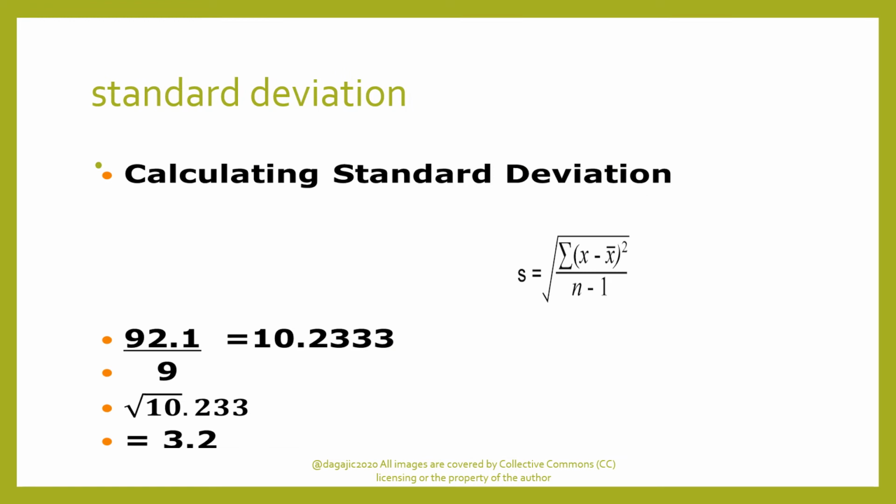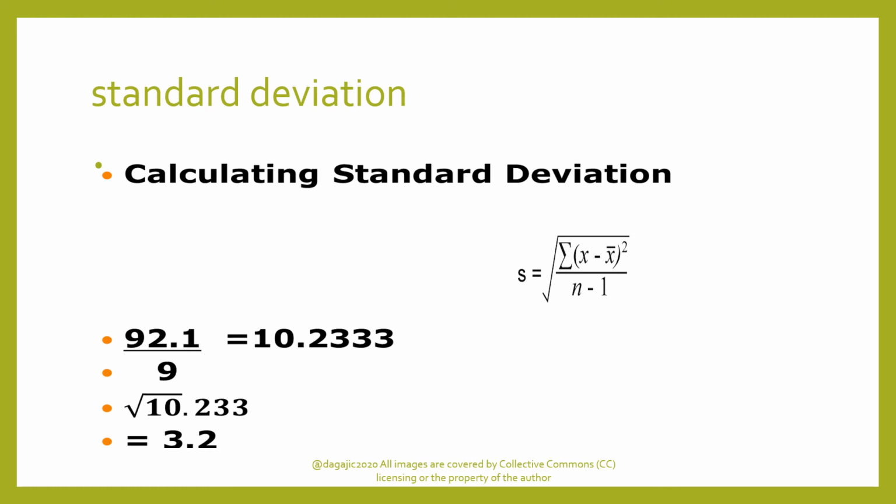We now need to substitute that value into our formula. So you can see we've done the top bit: sigma, open brackets, x minus mean, close brackets squared. We've worked that out and we got 92.1. You'll remember we had 10 scores, so 10 minus 1 is 9. So 92.1 divided by 9 is 10.2333. The last bit is to find the square root of that.